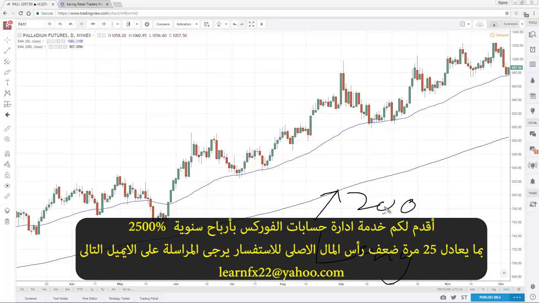Second thing, where is the area of value? I use the 50 period moving average, which is this line over here, this blue line. You can see that the price is respecting it.